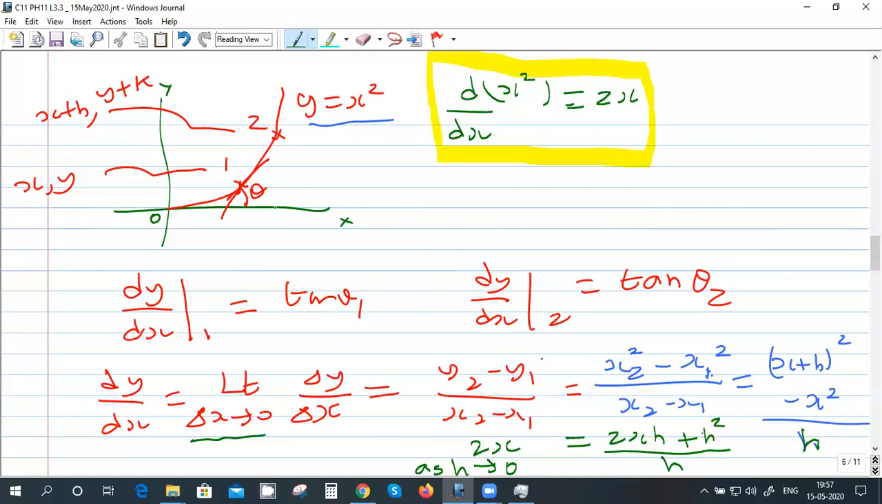I'm taking 2 points, 1 and 2. At which point is the slope more, 1 or 2? At point 2. So dy by dx at point 1 is tan theta 1, and at point 2 is tan theta 2. This is because the angle of the tangent changes. The definition of dy by dx is the limit as delta x goes to 0 of delta y over delta x. This is the definition of the derivative. Delta y is y2 minus y1, the change in y from 1 to 2. Delta x is x2 minus x1.